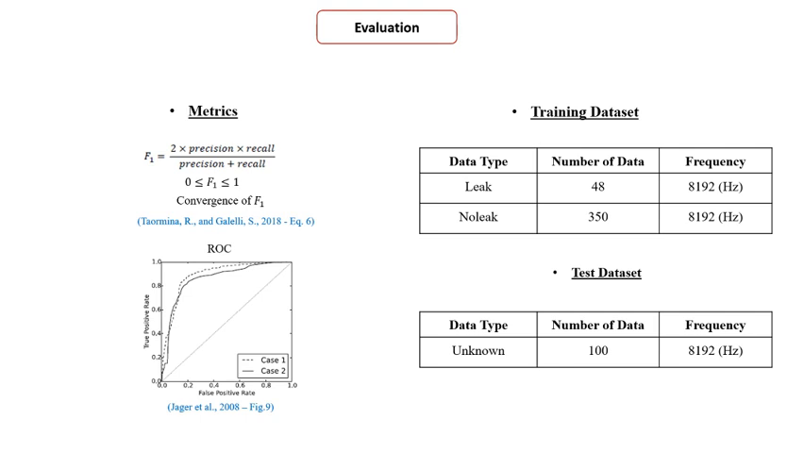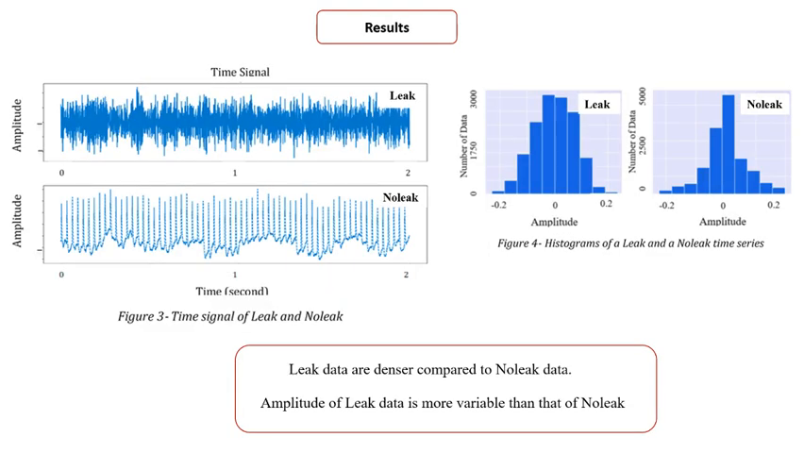The training data is 398 totally, where 48 are leak and 350 are no leak, and 100 data which are unlabeled will be used for tests. Both training and test data have 8192 hertz of frequency. And the length of the data of each signal is 2 seconds, and the plot of time series signal shows that the leak data is denser than no leak data.